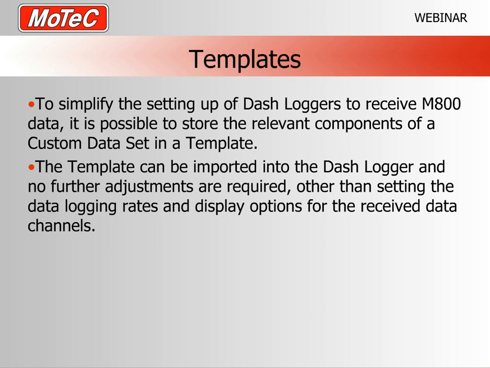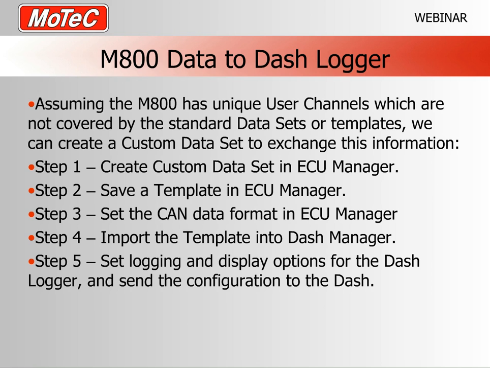Okay, so when we've used an M800 with a custom data set, we can actually save this information into what we call a template, and that includes all of the relevant setup data, and you can then import that custom template into an ADL dash, and this is by far the quickest way to achieve a data transfer from an M800 to an ADL or SDL. So we simply use the M800 as a source, and then we set the template into the SDL or ADL as a receiver of that data. And this is a simple process that we will show in the next few steps. That's what we call a template.